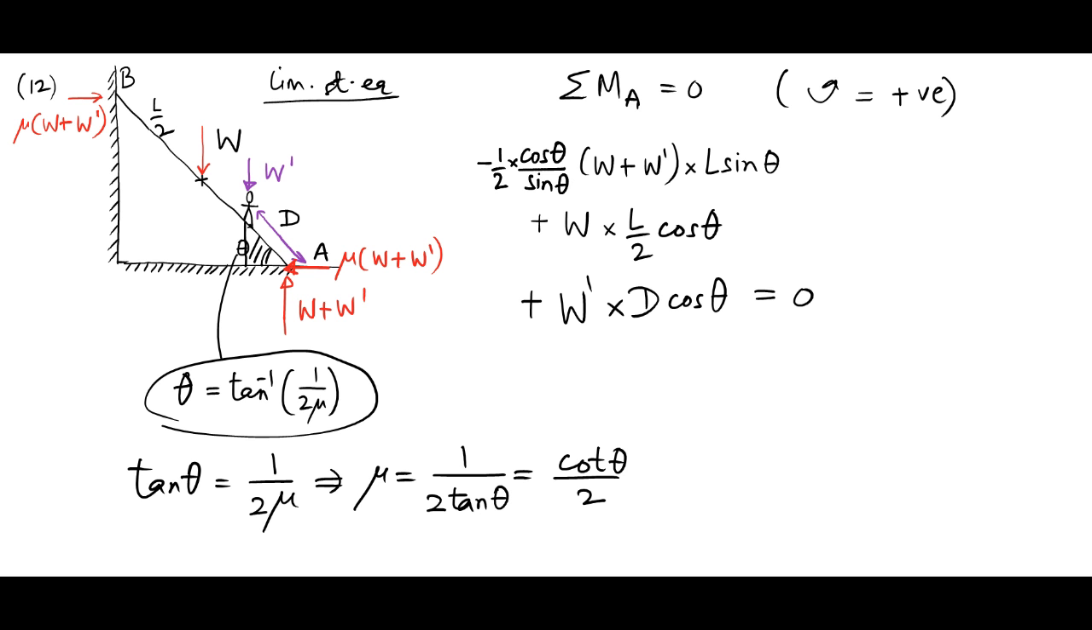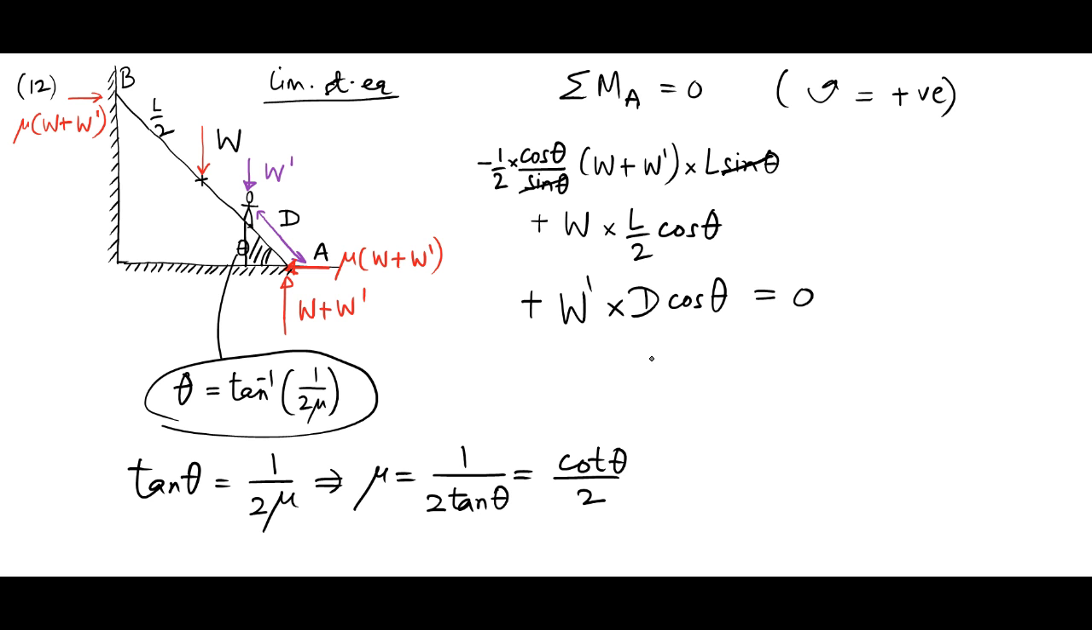Now you know that sin theta is not equal to 0, because that would mean that theta is equal to 0, which is not true. So this sin theta you can cancel, since it's non-zero, and then further you can cancel it. What that leaves us with is minus half cos theta.